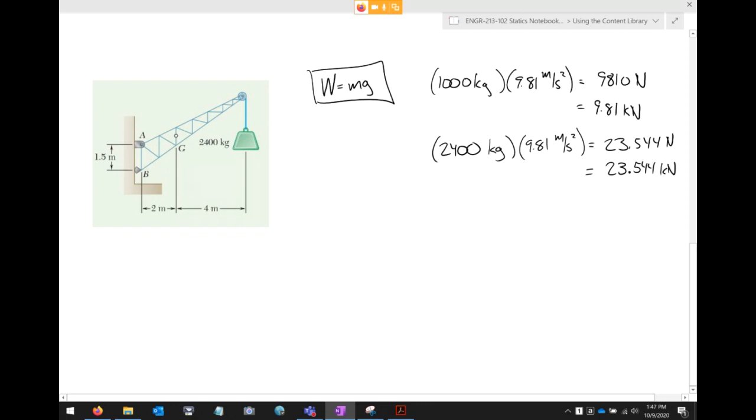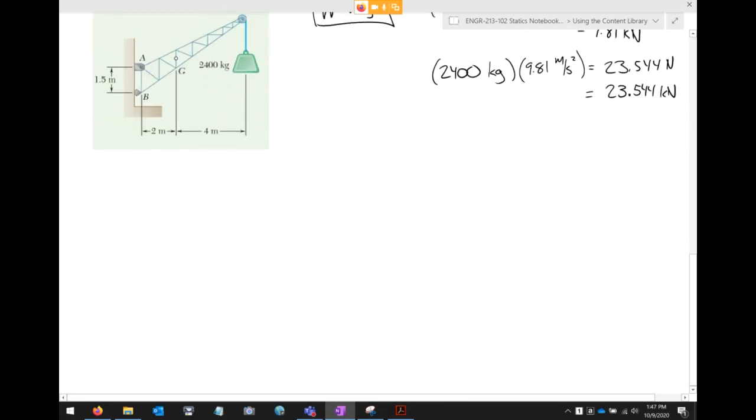Okay, so I just converted these to weights, and we're running really short on time here. Because we're running short on time, if you understood this problem, here's what I'm going to do. Here's the structure. For the sake of discussion, it doesn't really matter what the structure looks like. It could just be a big blob out in space. But I know that I have a force right here equal to 9.81 kilonewtons, and it's acting downward because that's the weight of the crane.